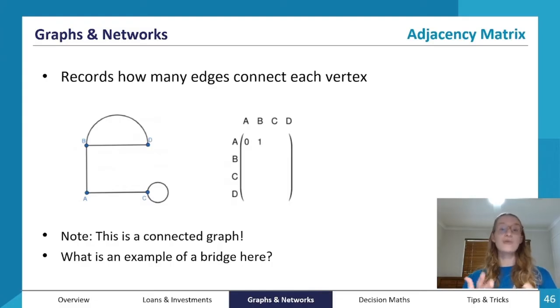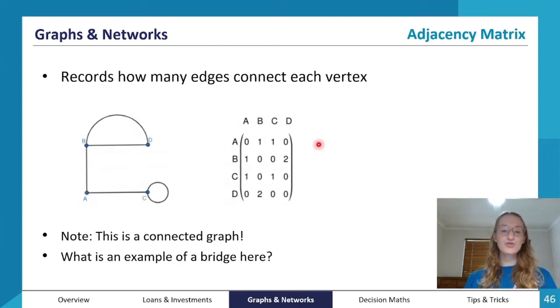Well, I see one edge, so we have one connection between A and B. How many connections between A and C? 1. How many connections between A and D? Actually, no direct connections, so we have 0, and we can actually fill in the rest of the graph.